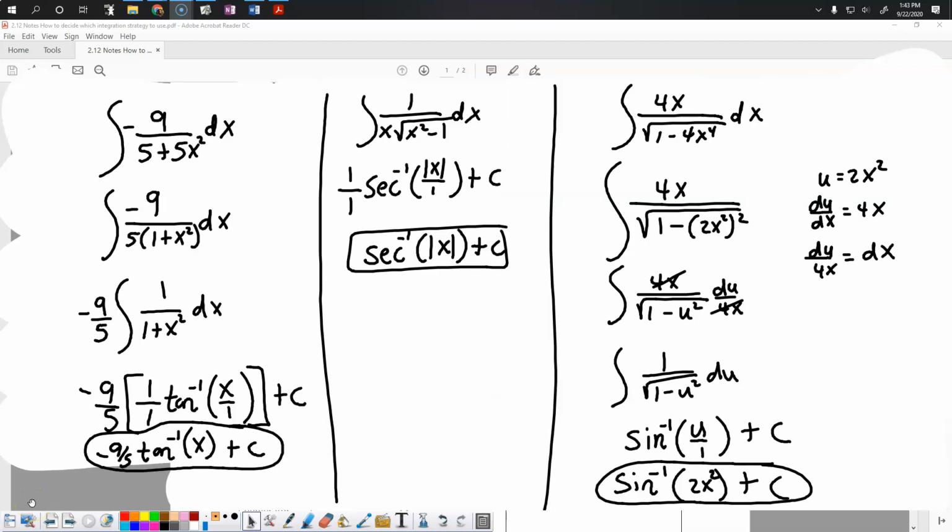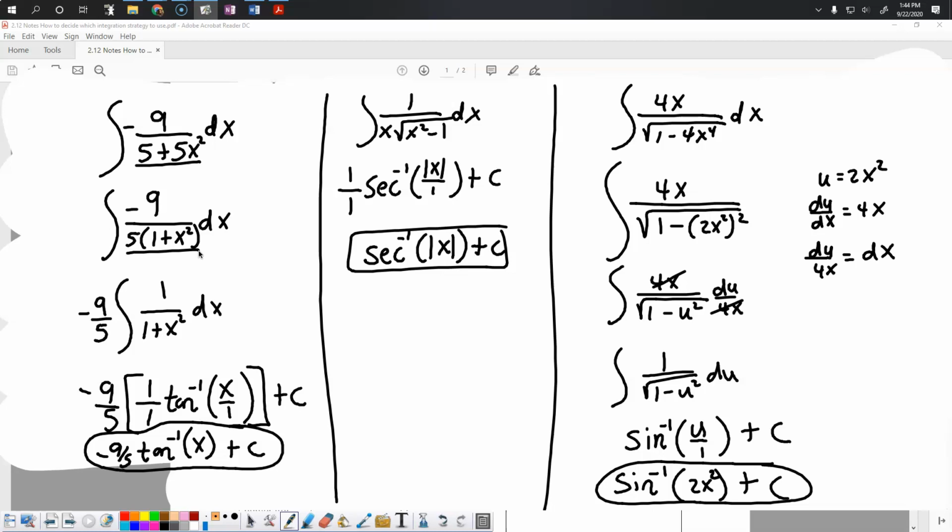So the first one there on the left is probably the more challenging one. It has the 9 on the top, which isn't a big deal, but that 5 on the bottom is kind of what messed us up. So the first thing you do is factor the 5 out so it looks like this. And then you can take the 9 and the 5 out of the integral because they're just constant multiples.